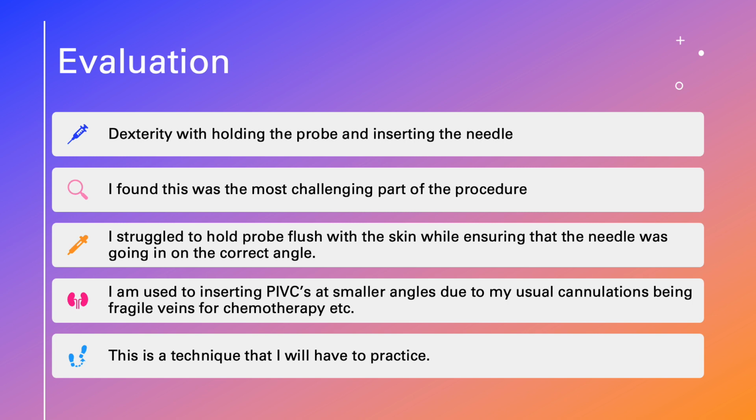I kind of struggled to make sure I was going in at the right angle, like making sure I was holding the probe and getting the picture correct while also inserting at the right angle. I found that quite challenging. I think that's also because I'm used to inserting cannulas at very tiny angles with my patients who have very, very tiny veins for chemotherapies and things. So I think that probably affected my experience of inserting cannulas at certain angles. It's something I'm going to have to practice and just be more mindful that with ultrasound guided cannulations, I have to approach at a higher angle than I'm used to.